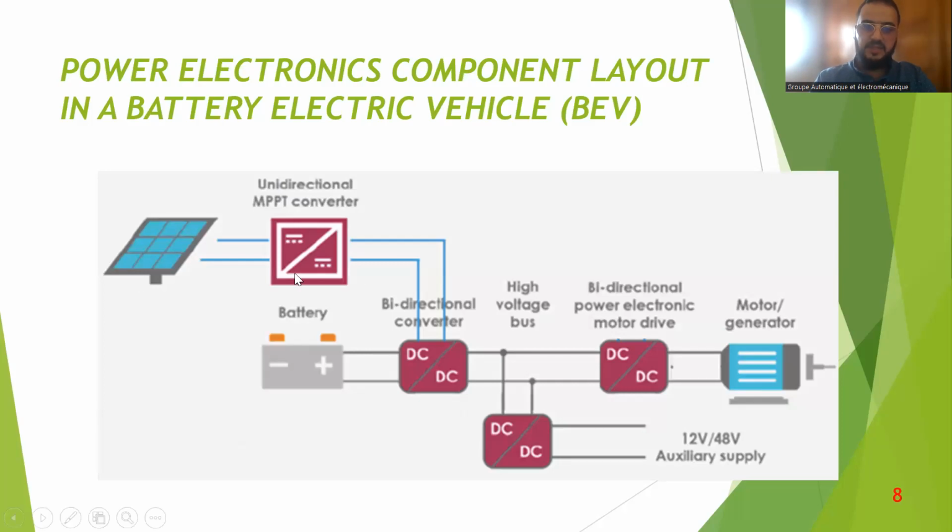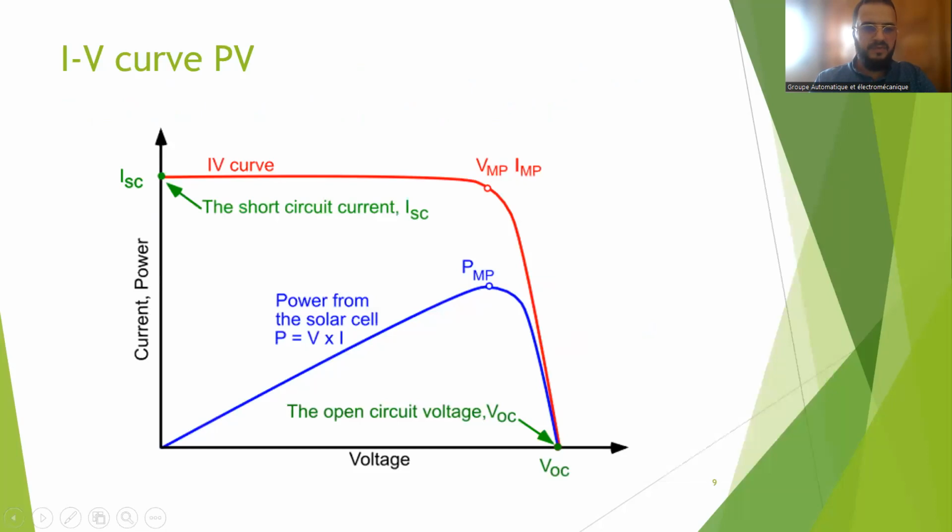This is the PV, and we will use another converter that ensures the MPPT. Why MPPT? You can see the PV curve. We have many main points like the short circuit current and the open circuit voltage. You can see that if we increase the voltage, we will increase the power until one point, then it decreases. So we will get this point, and at this point, we will have a VMP and an IMP, a voltage at maximum power and a current at maximum power.